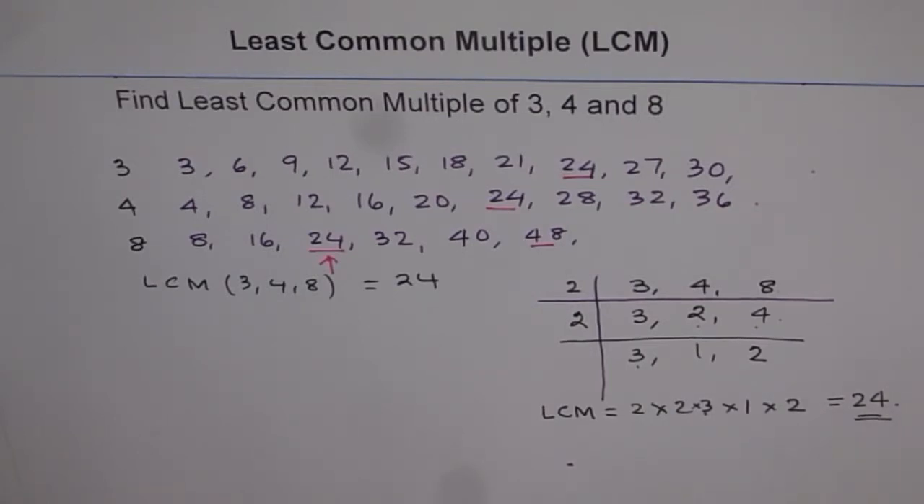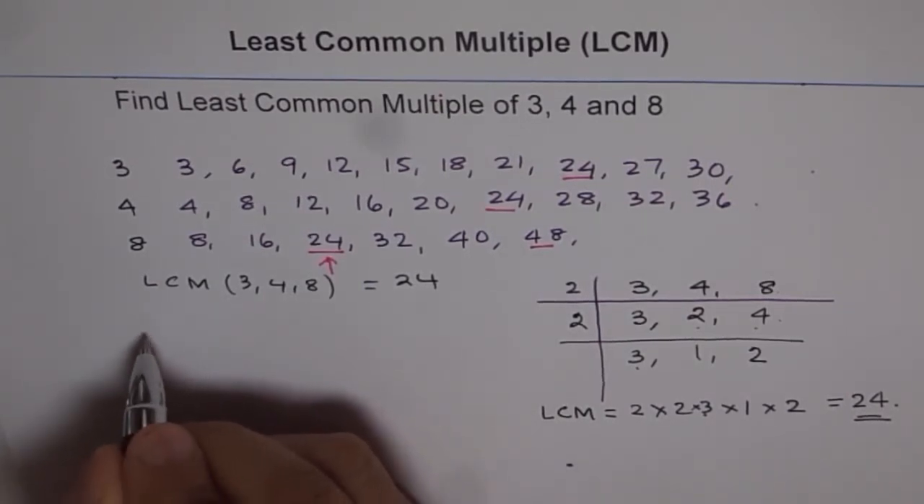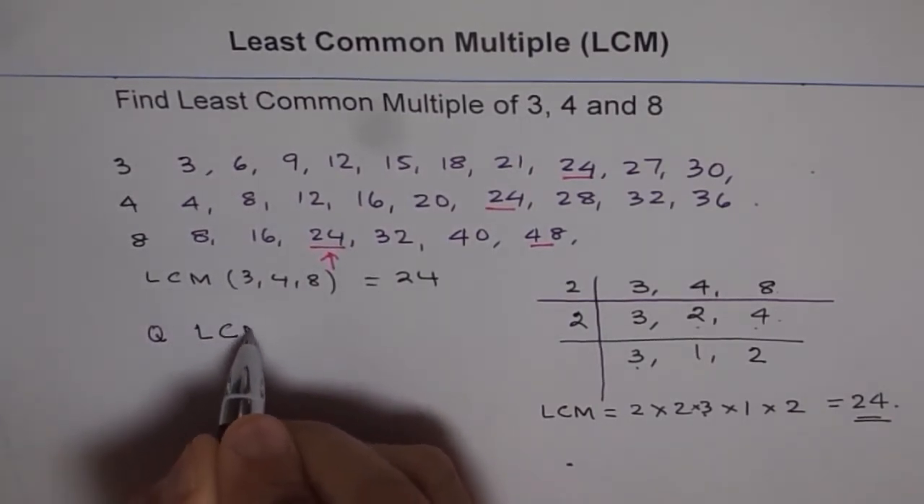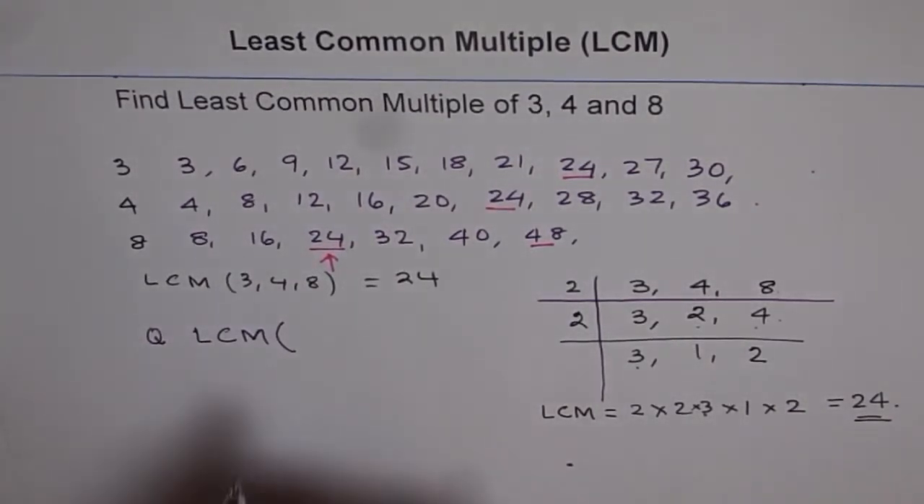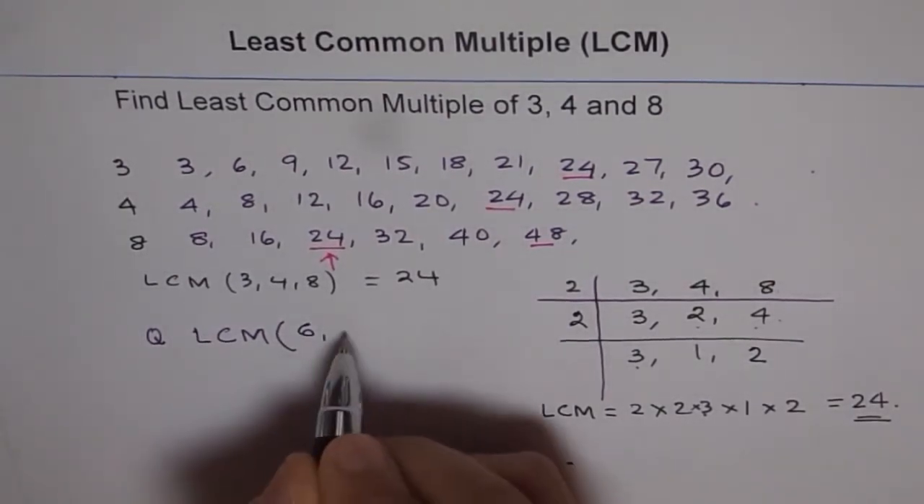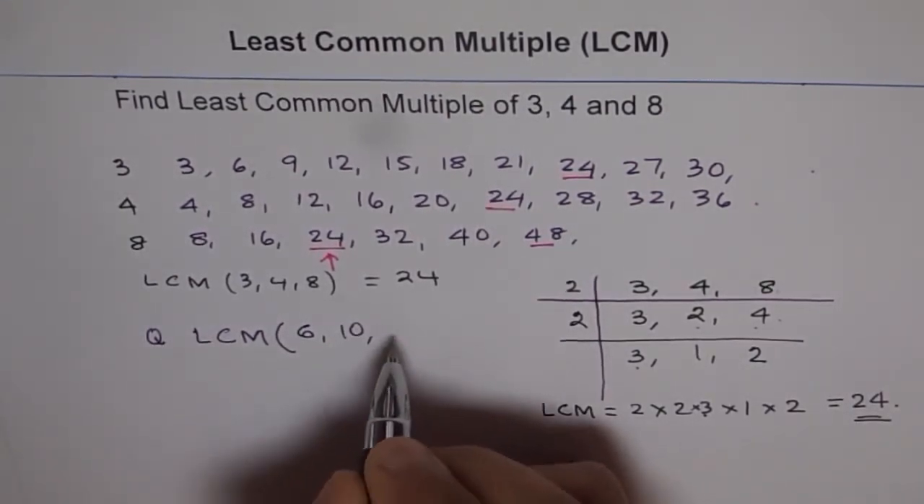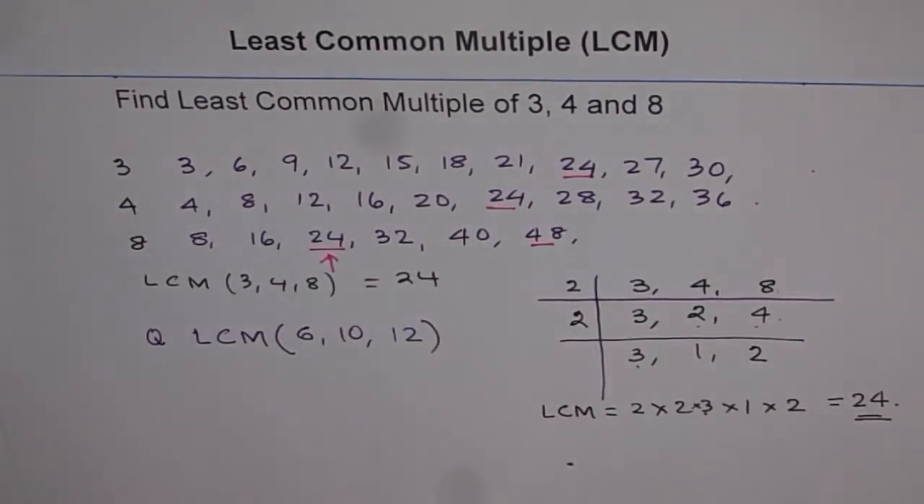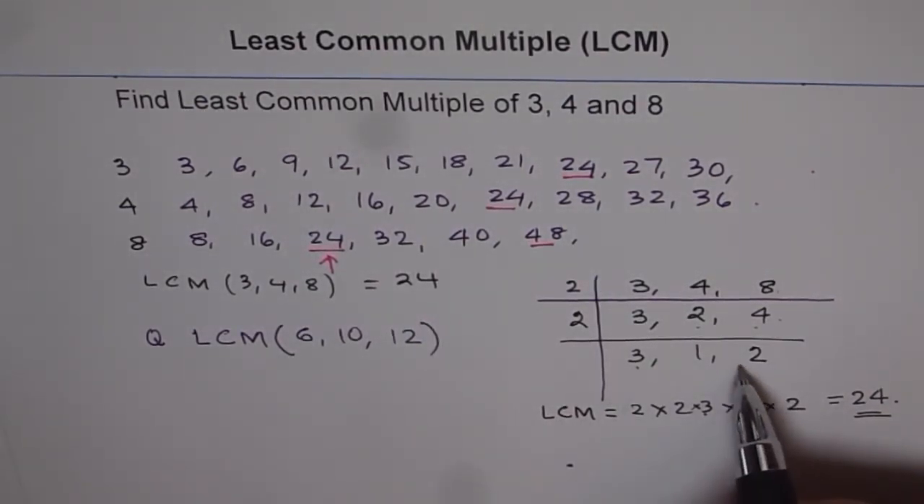Practice. What you can do is take 3 more numbers and figure out the least common multiple. So let me write down a question for you. Find the least common multiple of these 3 numbers. The numbers are 6, 10 and 12. So use these numbers and find it using repeated division. You will find it very efficient and helpful.